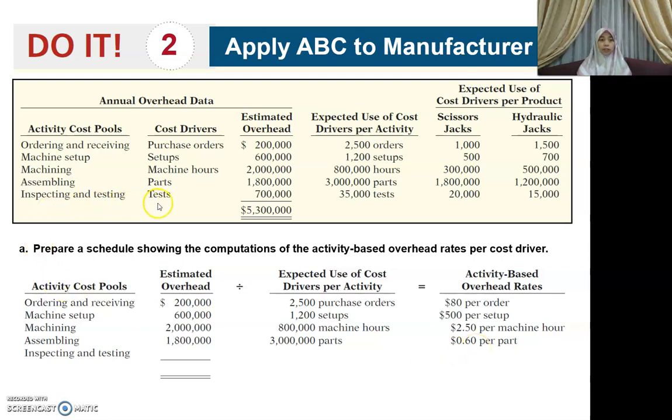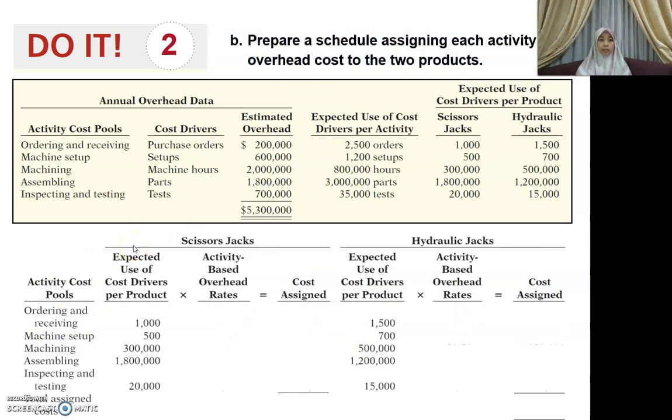And then you do the same thing for your inspecting and testing. That will be 700 divided by 35, so that will give you 20 ringgit per test. The total of it remains the same, okay? Whether you are using the traditional method or the activity-based costing method, the total remains the same. It is just how you split the cost into the activities. So in this case, the total is 5.3 million. And then the next step that you need to do is part B of the question.